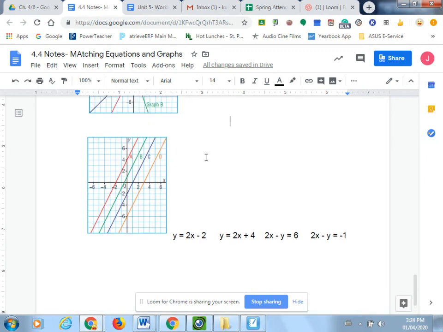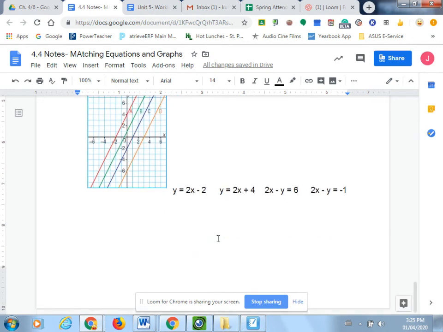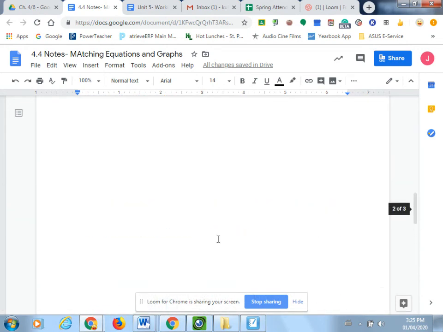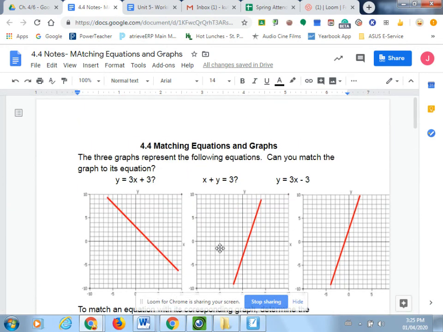I'm going to let you guys try and figure out this one. Can you match it? Same concept: pick a point on the line, put it in, and see if it works. Hopefully this was helpful for you. If it wasn't, please send me a message back.